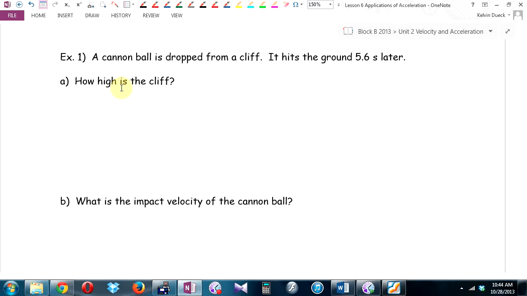What's this question asking me to find? Okay, another word for distance is going to be height or how high. Okay, so D equals.